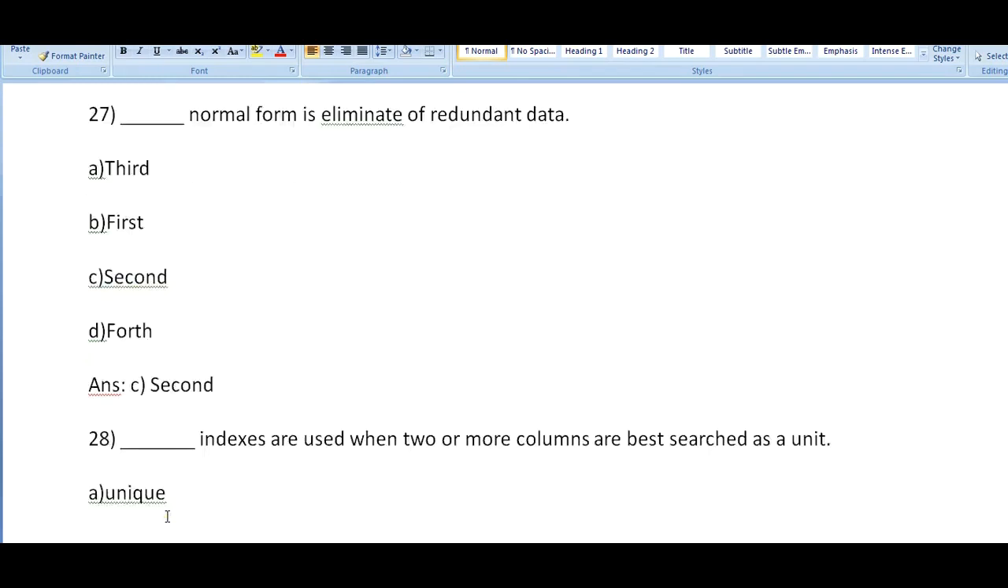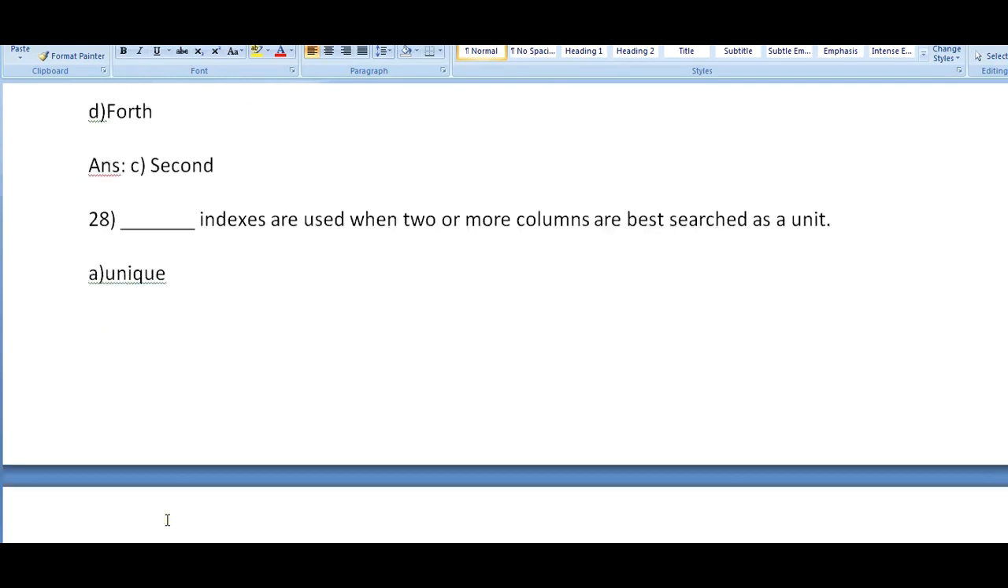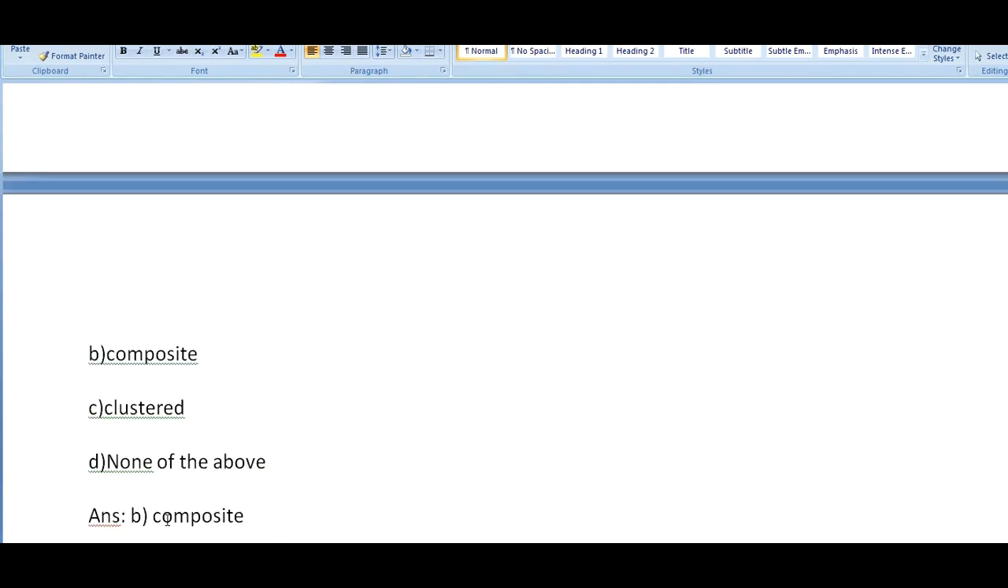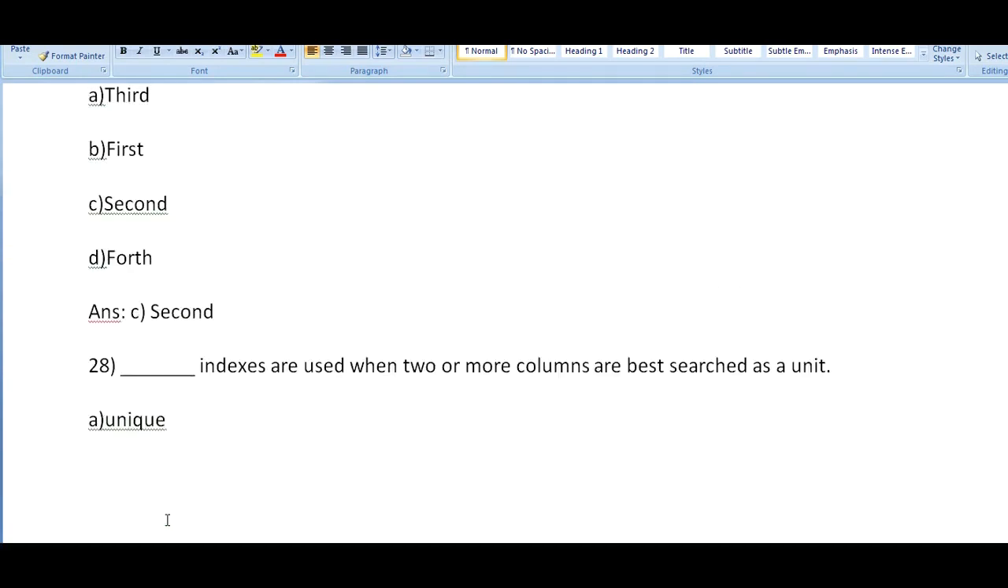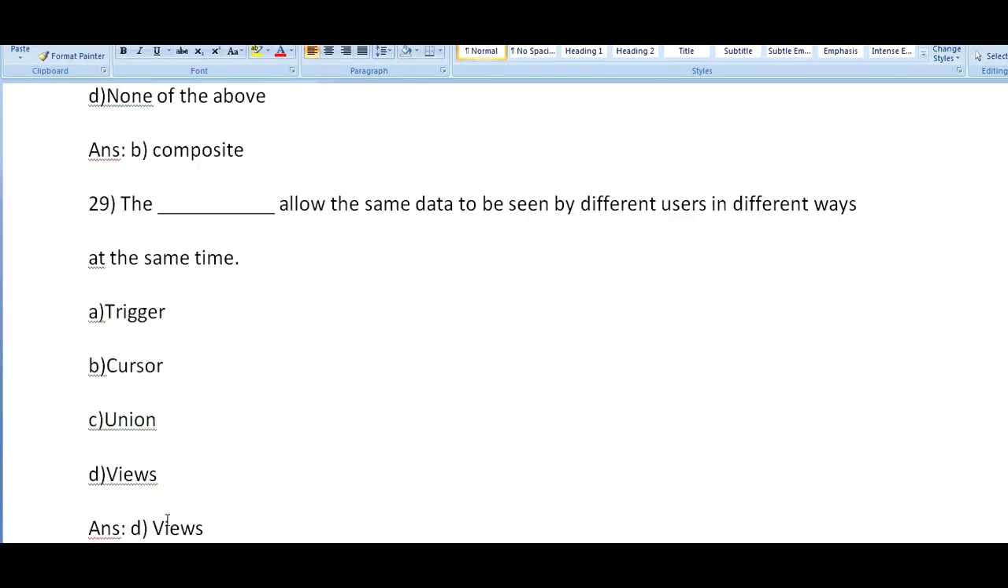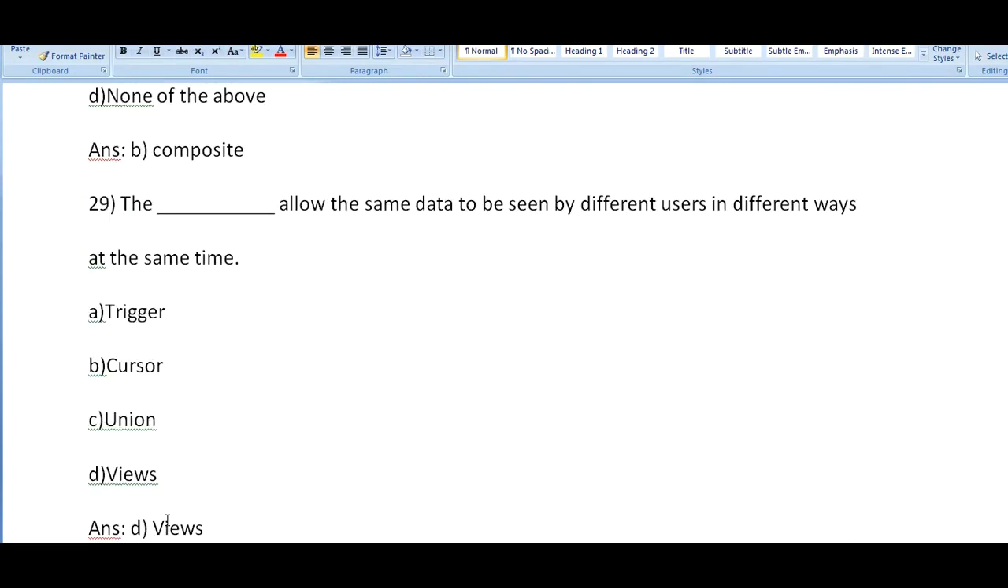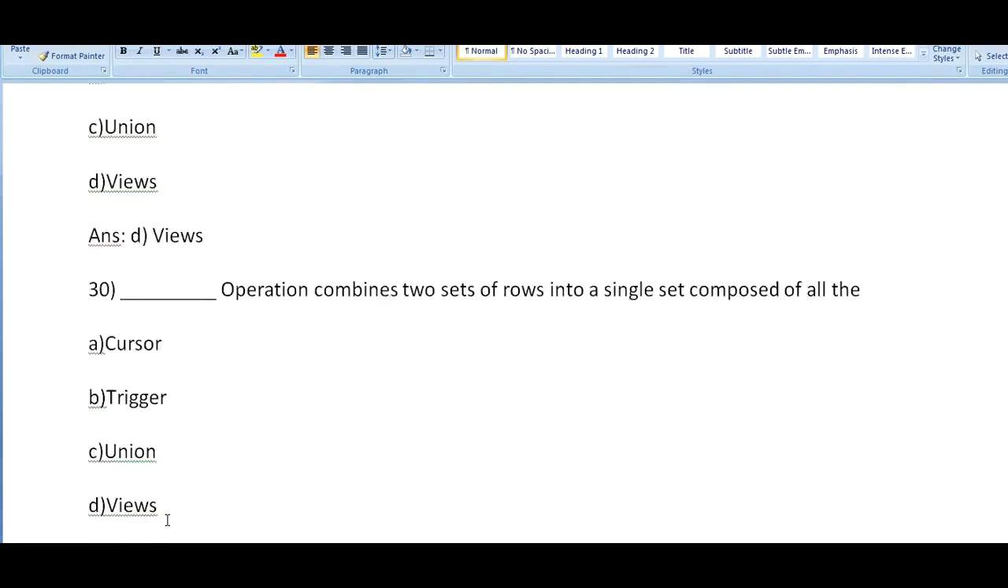Dash indexes are used when two or more columns are best searched as a unit. Is it unique, composite, clustered, none of the above? Yes, it's composite. Composite indexes are used when two or more columns are best searched as a unit. The next, the dash allows the same data to be seen by different users in different ways or at the same time. Trigger, cursor, union, views. It's views.